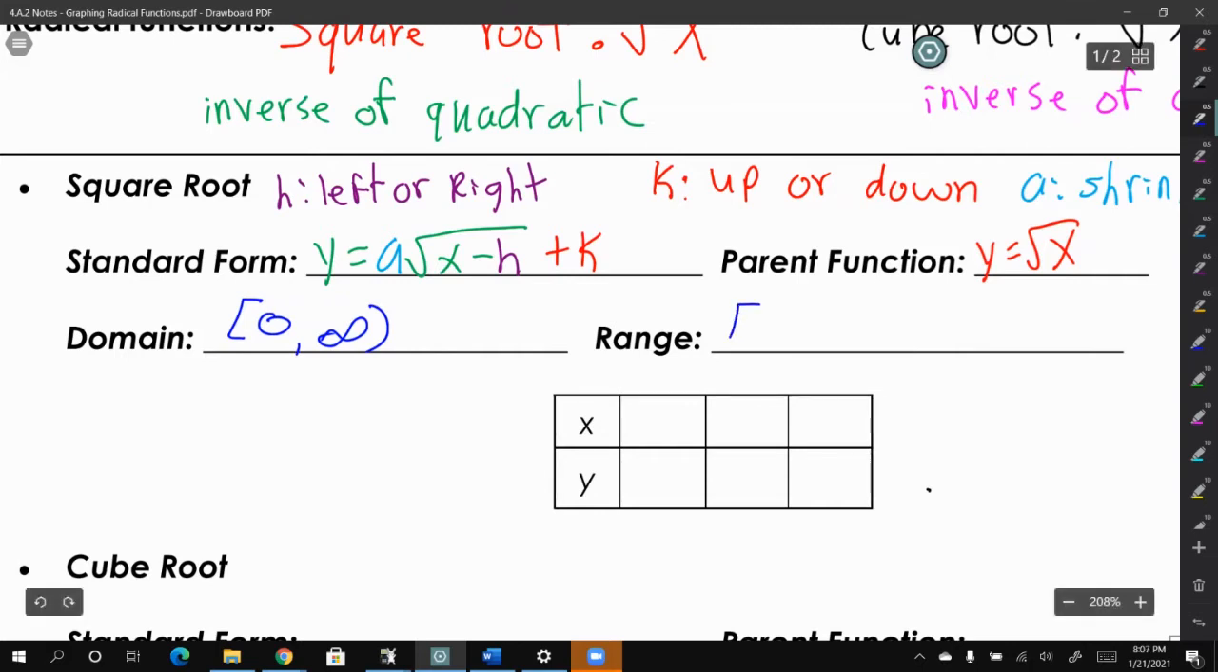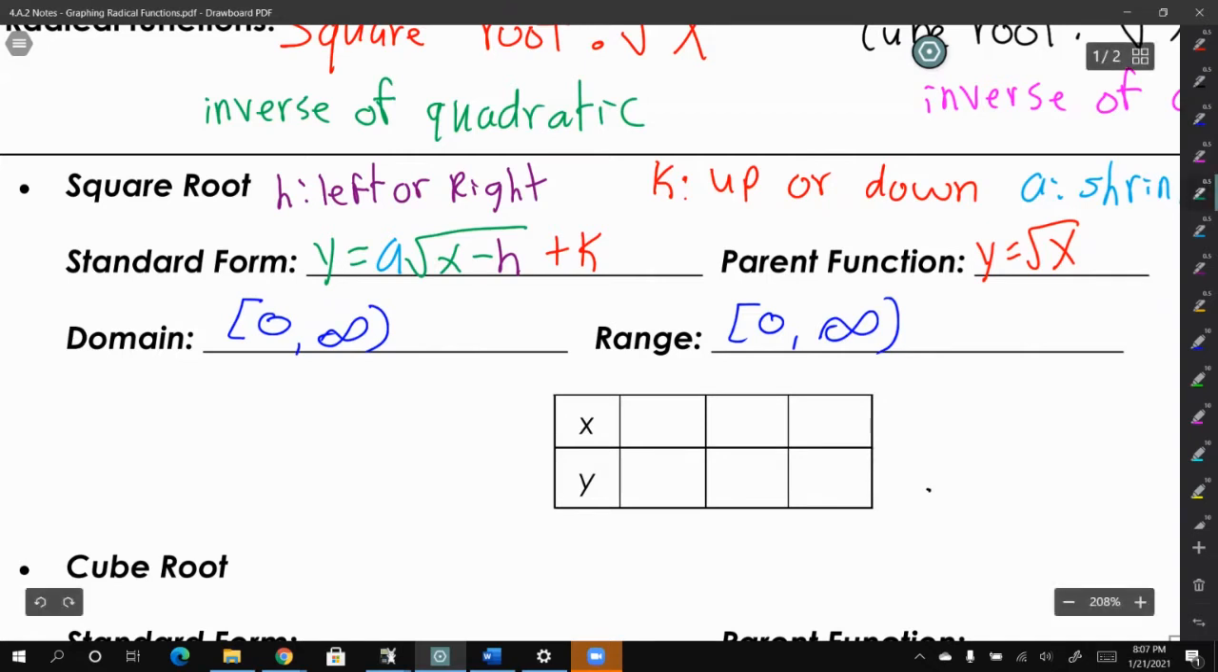Your range is also 0, infinity. Think about it. If you take out your calculator and you take the square root of any number, are you going to get a negative answer? And it's no. You cannot take the square root of any number and get a negative answer. So that's why your range has no negative numbers in it. Remember, ranges are y values. So you can't have a y value smaller than 0. But like I said before, you can always shift up, down, left, or right, and that would change your range.